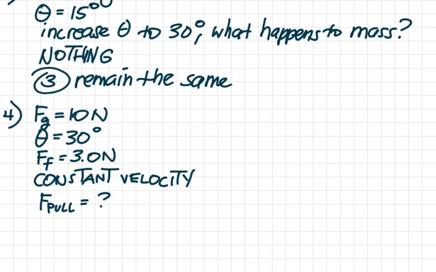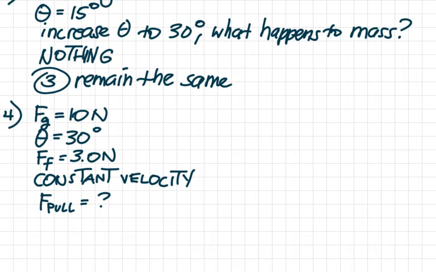Next. All right, so number 4 is interesting. We have a block being pulled up the ramp with a constant velocity and a friction force opposing that motion of 3 newtons. The angle is 30 degrees, and it wants to know what is that pulling force in order for the block to move at constant velocity.